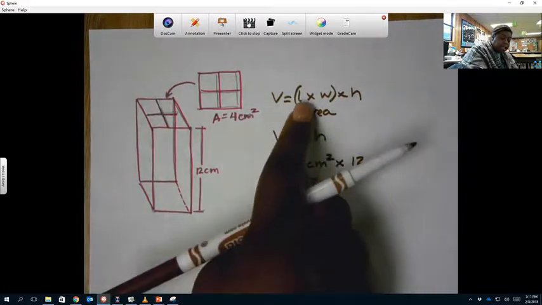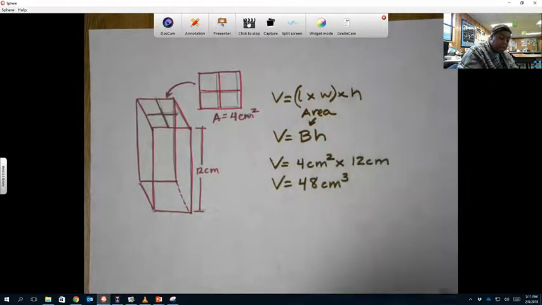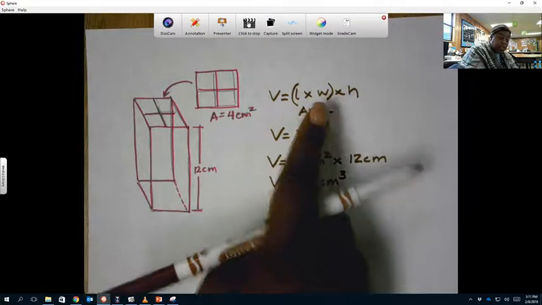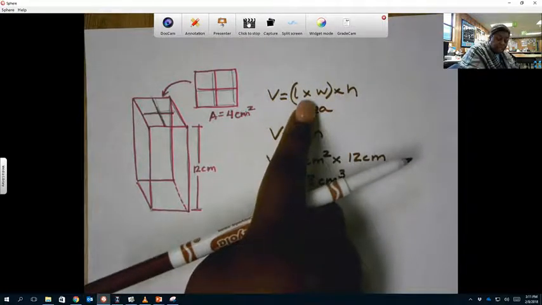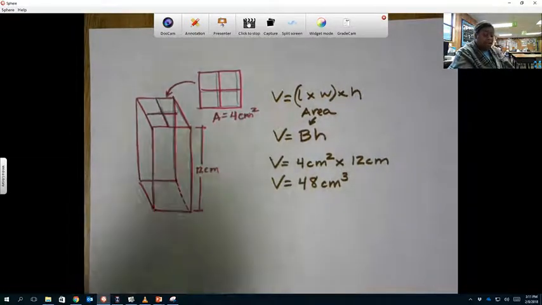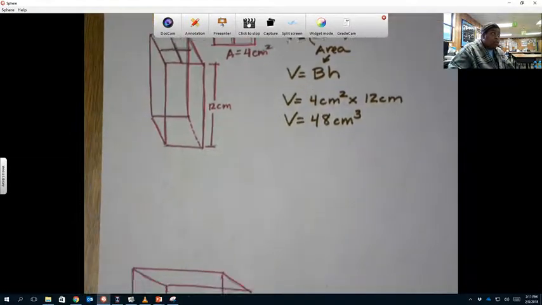That's because I've already combined the length and the width. Remember on the other example, I had to multiply the length times the width to get this part. Here it's already given to me in the area. Okay? Let's look at one more example.